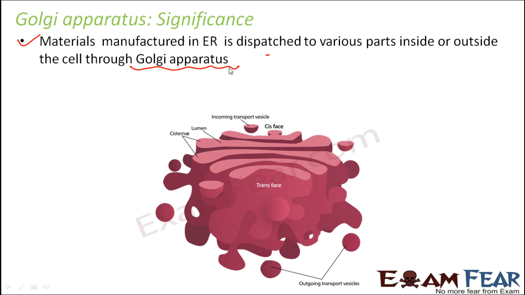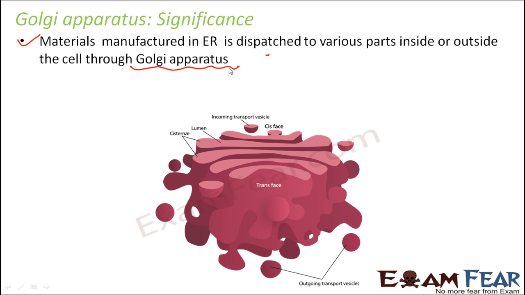So Golgi apparatus is like the courier service. So we prepare something at our home and then we want to parcel the same thing to our friend who lives at some other place. So how do we parcel it? For that, we either need a courier service or we need a delivery boy who can go and just make it reach there.